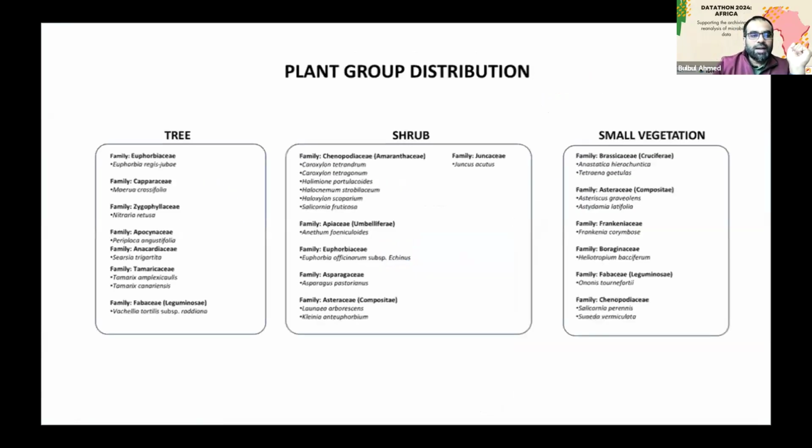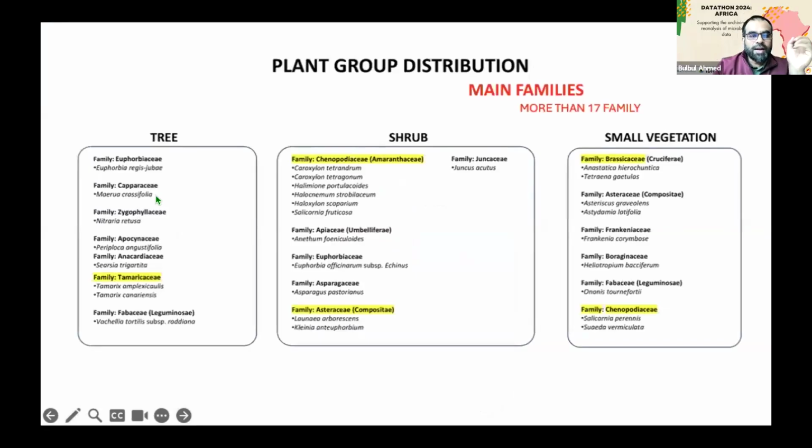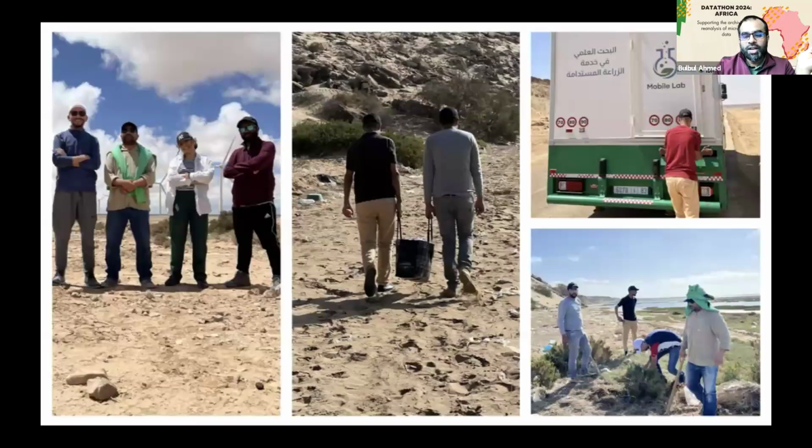And here are the types of different plant groups according to family and species, and those are highlighted, like let's say Tamariaceae, Chenopodiaceae, Asteraceae. These families are common in different ecosystems. So it was very difficult to find common plants in multiple ecosystems. So this is part of the group. We went for sampling for more than a week, and thanks to our mobile lab, it helped a lot, because we started sampling very early in the morning at 5 a.m. and sometimes we came back at midnight, and that mobile lab really helped us keep our samples alive.